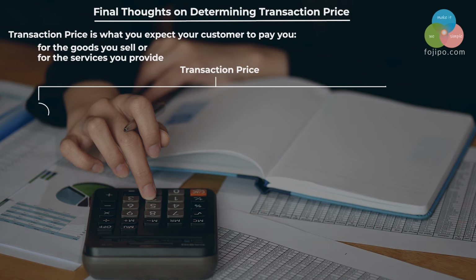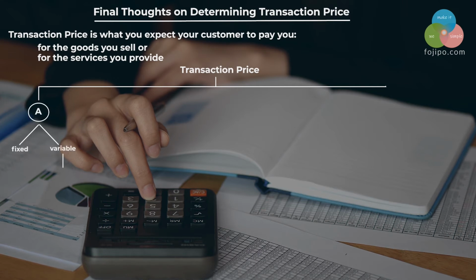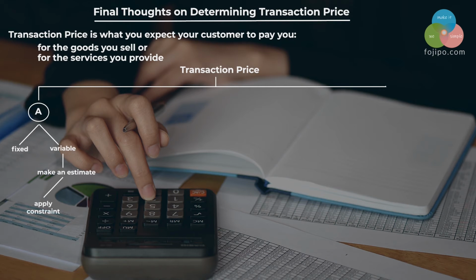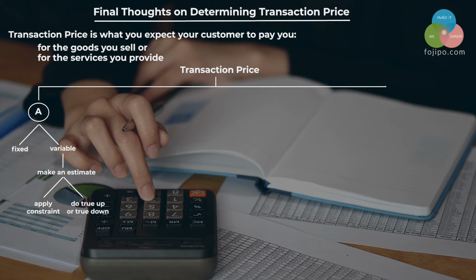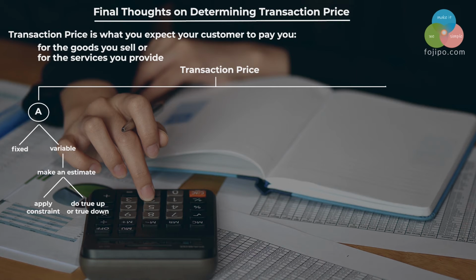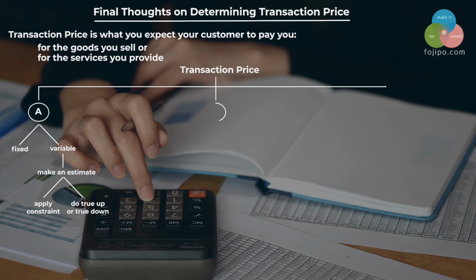Transaction price can be a fixed amount or a variable amount. If the amount is variable, then you should make an estimate, and once you have done that estimate, you should apply constraints to that estimate, meaning you should limit your estimate to an amount such that the likelihood of revenue reversal in future is insignificant. And you keep doing a true up or true down of the variable consideration at each reporting date, and any resulting changes should be adjusted in accounts on a year-to-date basis.